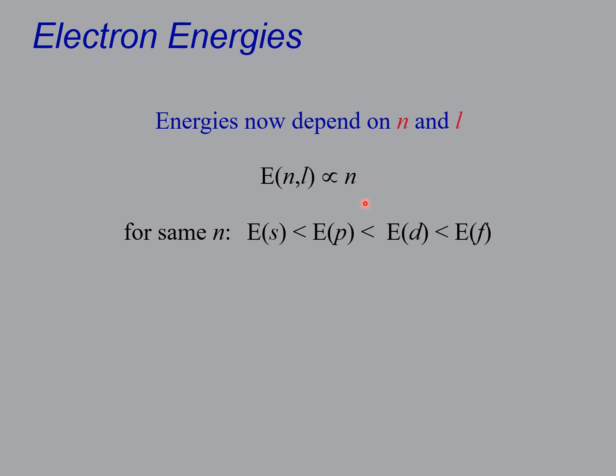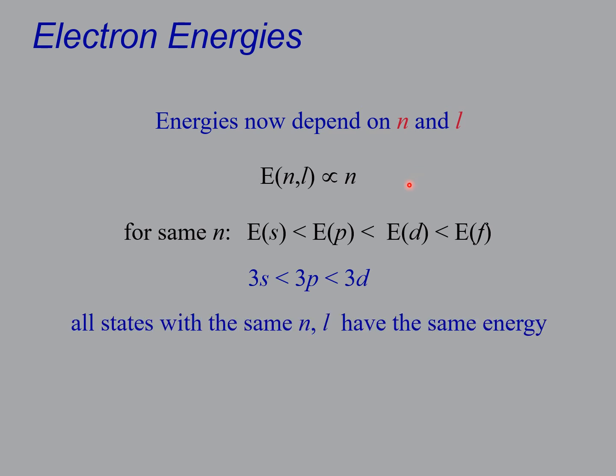So for the same N, the energy of an S-type electron is less than that of a P-type electron, and so on and so forth. So a 3s is lower in energy than 3p, which is lower in energy than 3d. And just to go back to the statement right here, if you're keeping L constant, energy goes up with N, so a 1s is lower in energy than 2s, which is lower in energy than 3s.